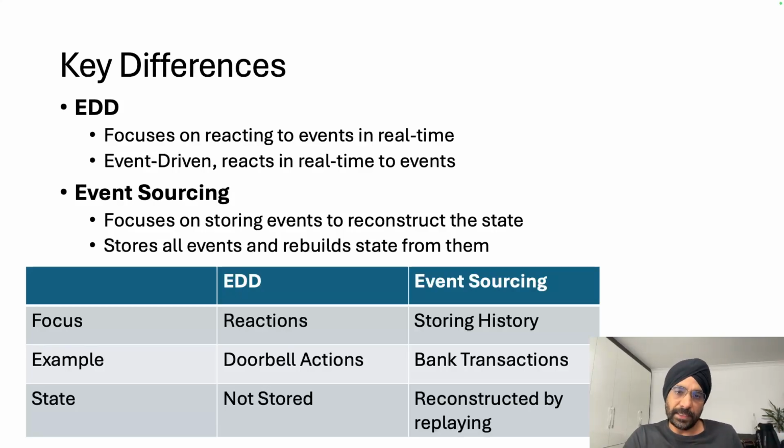If we look at the bottom table, you can see EDD focuses on reactions. Event sourcing, on the other hand, focuses on storing history. It's really good for systems which require some sort of audit trail. You can always go back and check what's really happening. The EDD example is a doorbell. The event sourcing example is bank transactions, as we saw just now.